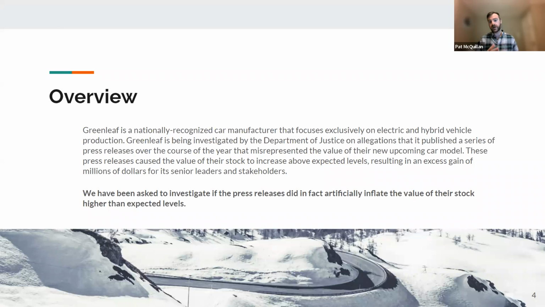So just so you guys are aware, a lot of companies every month or quarter, they'll issue a press release, which is very carefully prepared by their staff. And the press releases pretty much say how the company's been doing financially and what they plan to do, from both a strategic concept, like maybe rolling out new production plants in different parts of the world, or making a new product, to what they expect their earnings to be. And so they pretty much sent out a series of press releases over the course of the year. And these press releases misrepresented the value of their upcoming car model.